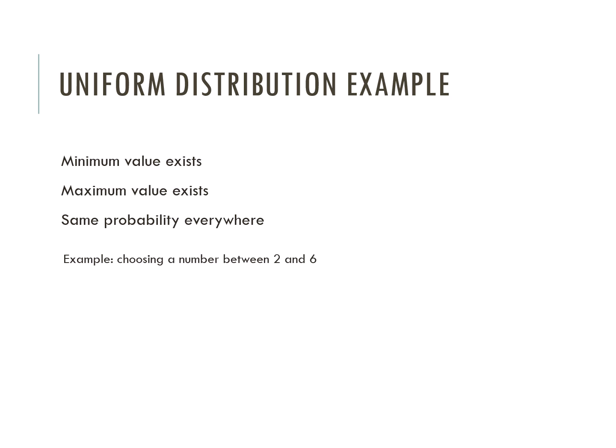Uniform distribution example. This slide shows a real example of uniform distribution. We have a minimum value and a maximum value. All values between them are equally likely. For example, choosing a number between 2 and 6. Each number has the same probability, which makes calculations simple.